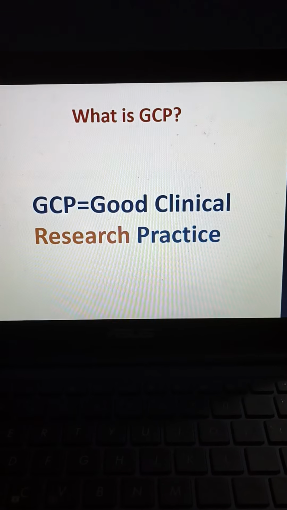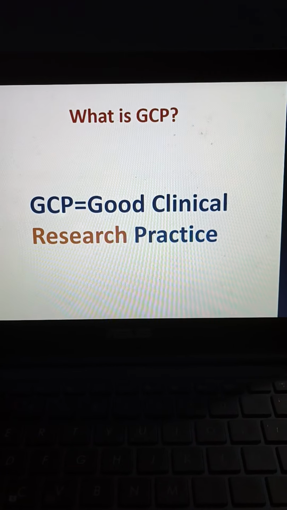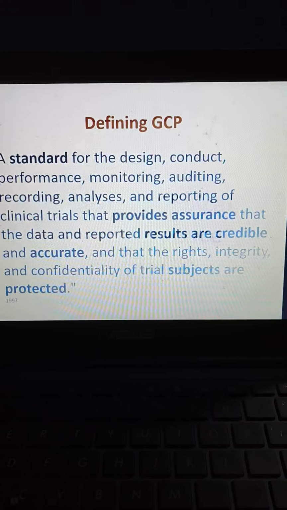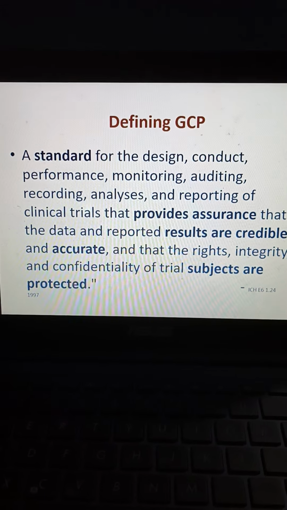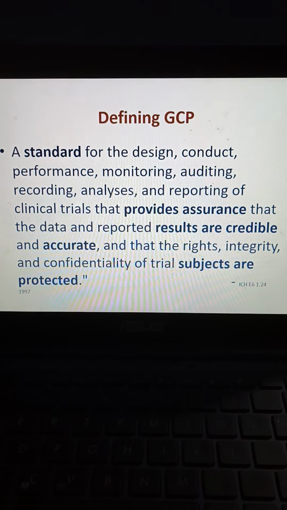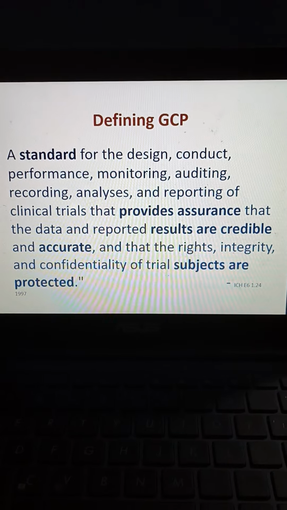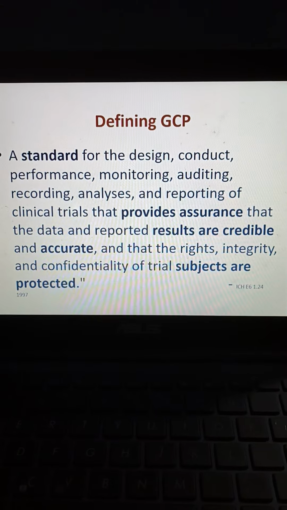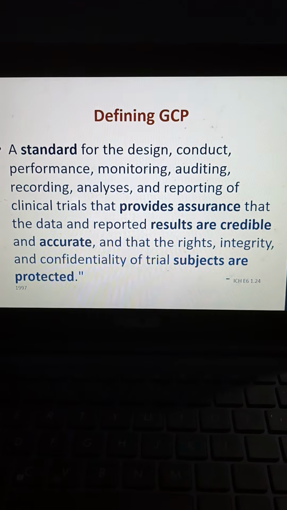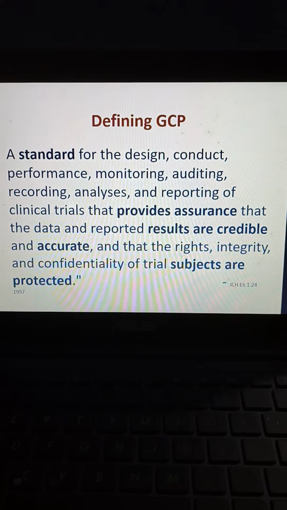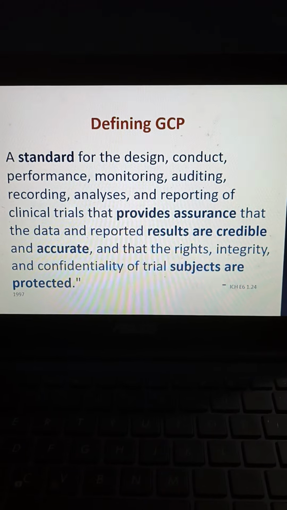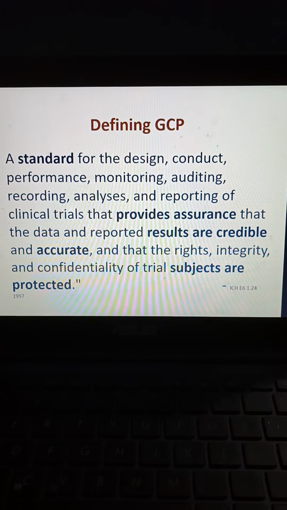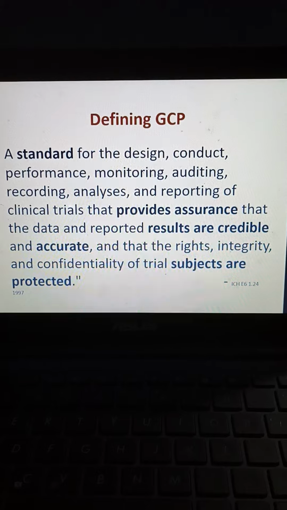Then come to what is GCP? That is GCP. That is not good clinical, that is good clinical research practice. So coming to the definition of GCP, according to ICH E6 1.24, good clinical practice is a standard for the design, conduct, performance, monitoring, auditing, recording, analysis, and reporting of clinical trials that provides assurance that the data and reported results are credible and accurate, and that the rights, integrity, and confidentiality of trial subjects are protected.